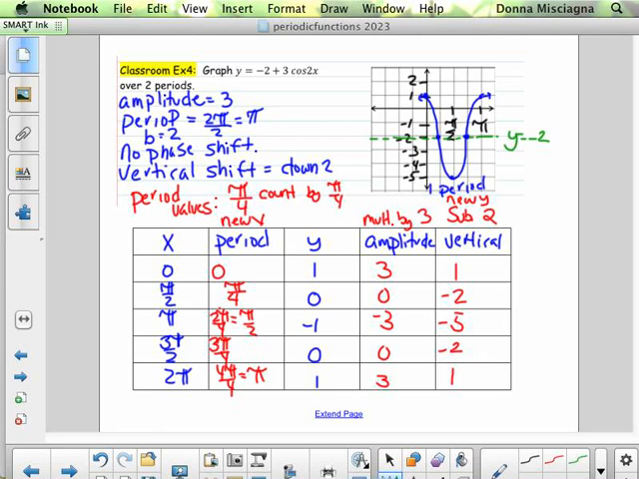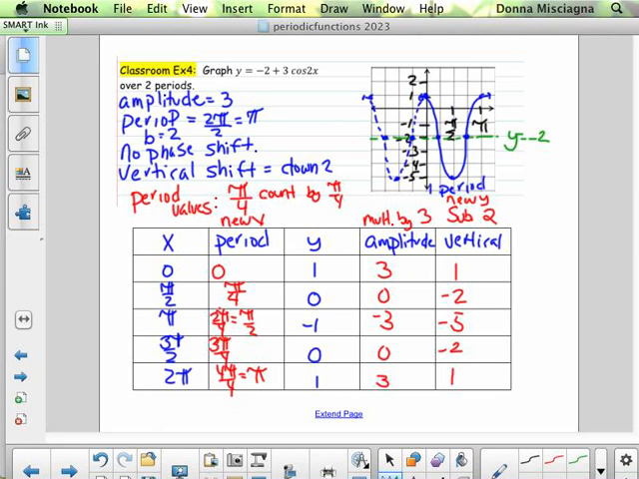So if we go from right to left, for the graph that's already graphed, we have max, midline, min, midline, max. So just do it again. We already have the max, so midline, min, midline, max. There is another period.